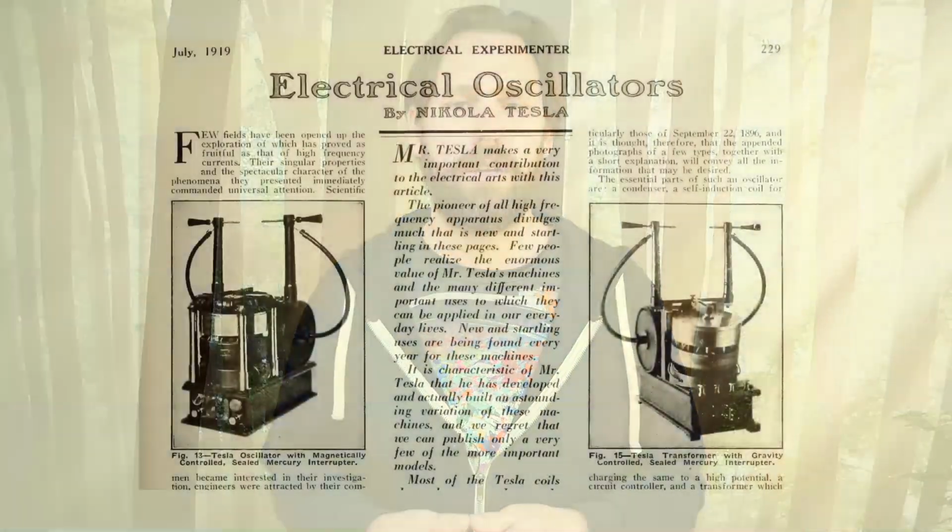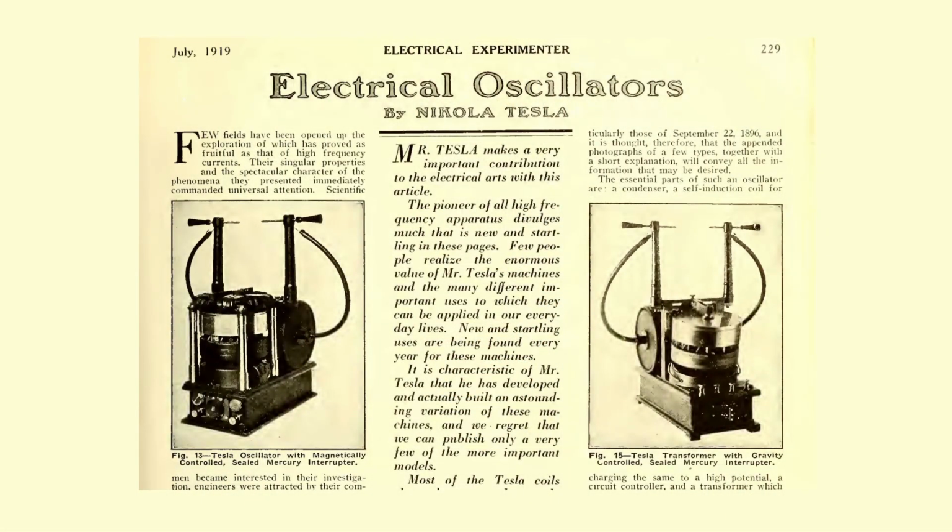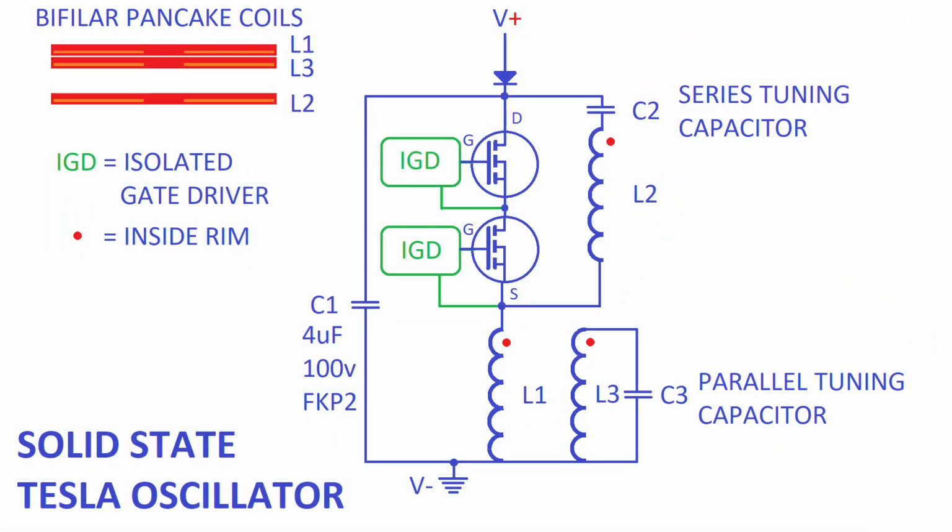I will show you how I can place the impulses anywhere on the resonant cycle by using a solid-state Tesla oscillator. This circuit was first published in the July 1919 Electrical Experimenter. I placed a link to the article in the video description below. I've made a solid-state version of the Tesla oscillator circuit, and this is it. I now will first explain the functions of its parts, starting with the three coils.